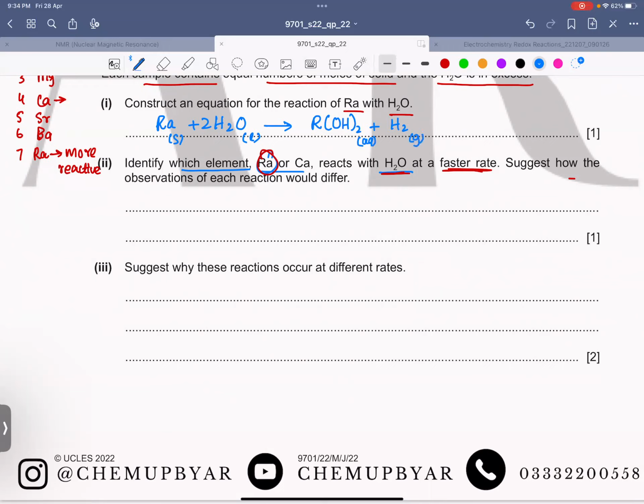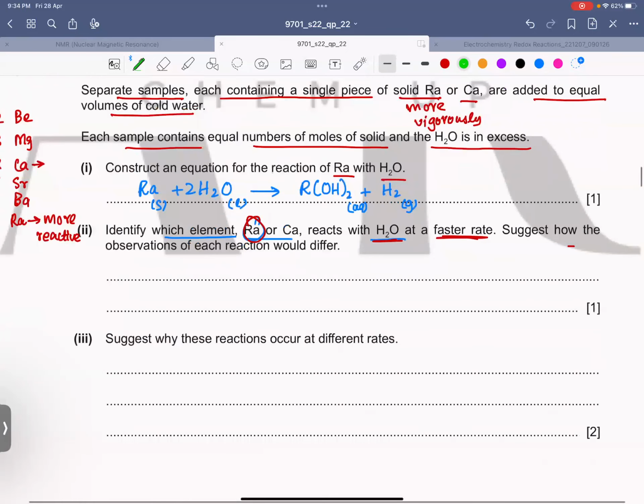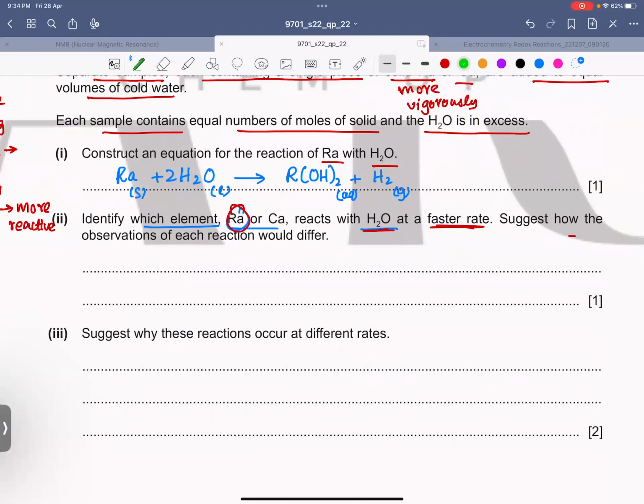So what would be 2 very obvious observations for this reaction? Hydrogen gas. So how would you describe hydrogen gas? What would be the observation? Effervescence. Effervescence or bubbles, right? That is one obvious observation, because with the aqueous solution, a gas is forming. So you are going to observe bubbles or effervescence, right? That is one obvious observation. What would be the other obvious observation?